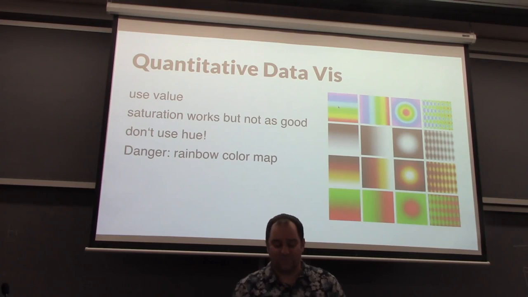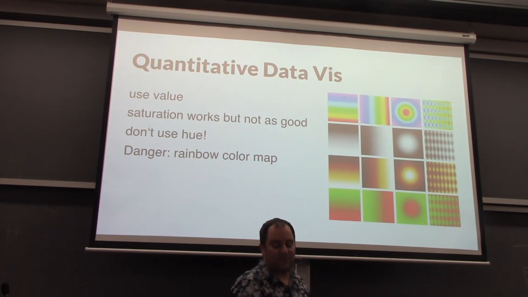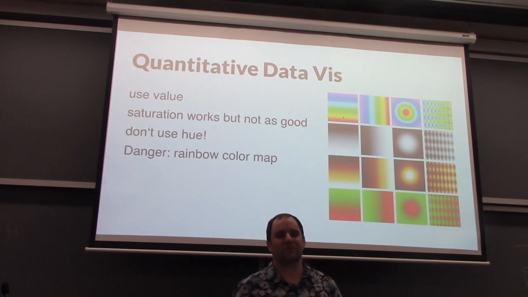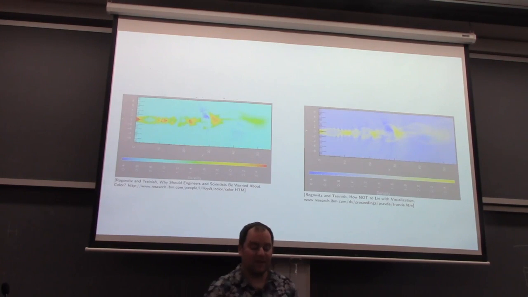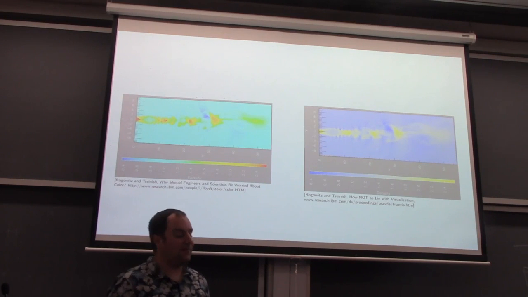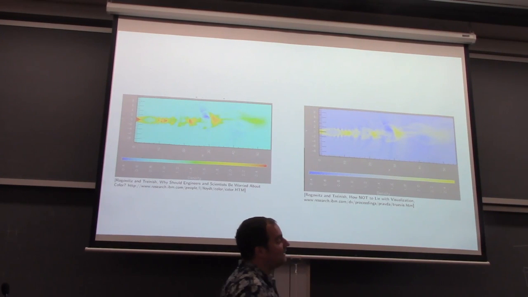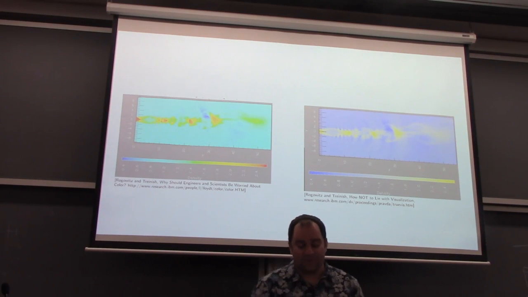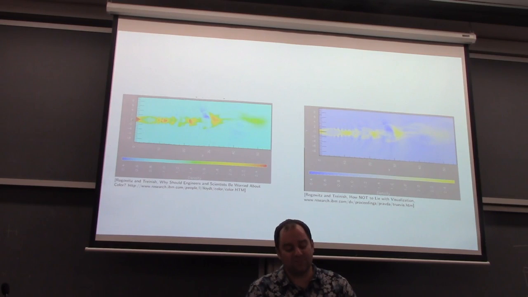And very many of these rainbow color maps are not equally spaced. You can see here that the green is much wider than the yellow. And this is kind of arbitrary. Why should it be like that? So there are many downsides to that. The rainbow color map is something that is very dangerous. Here is an example of the same data, a flow data set, with a rainbow color map and one with a value color map. You can see the extreme values quite well on the left, but it introduces these wrong artifacts.